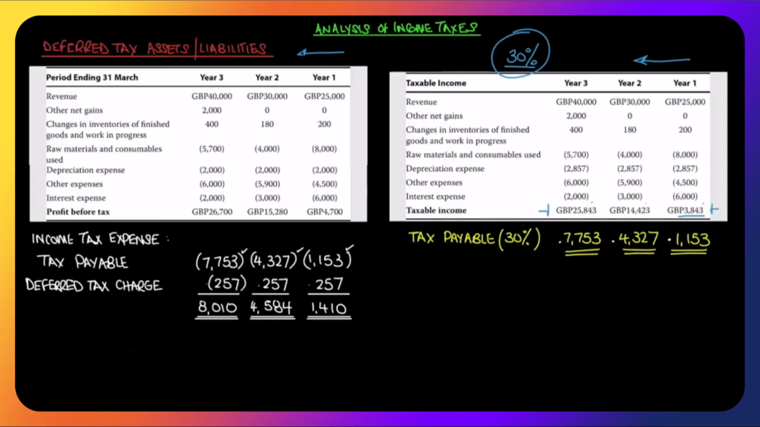The movement in deferred tax, because it was an increase in a liability, was a charge, so they get added together. Year 1, our income tax expense line in the income statement will be 1,410. Year 2, 4,584. Year 3, 8,010.